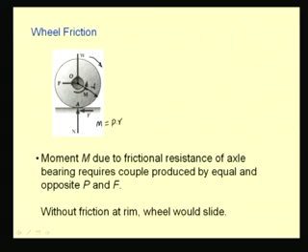So, that is what we say, that the moment M due to the frictional resistance of the axle bearing requires the couple produced by the equal and opposite P and F. So, thus the presence of F is necessitated. Without the friction on the rim, that is at this point A, the wheel would slide.